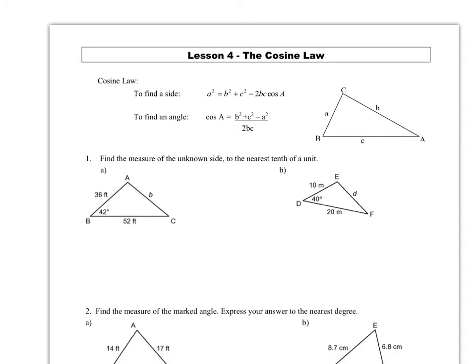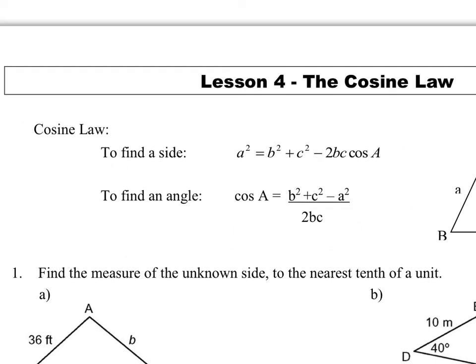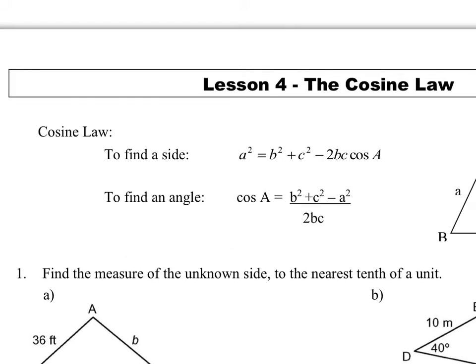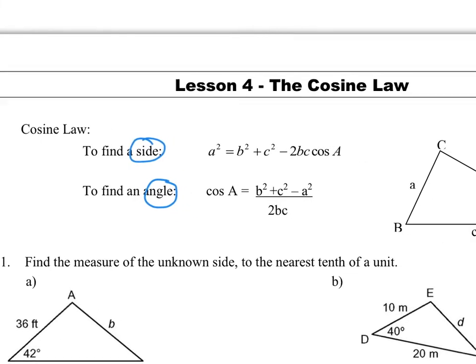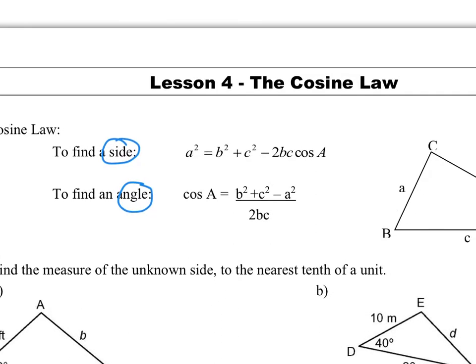So for cosine law, we have these two different formulas here for side length and for an angle. These formulas will be given to you. Now, these formulas don't really serve a purpose as far as the letters are concerned because the letters are always going to change. What has to happen here is that you have to understand what each of these letters mean and why we use them.